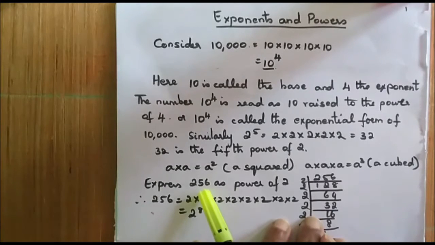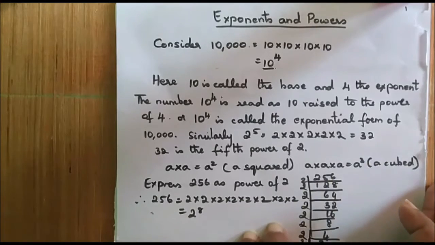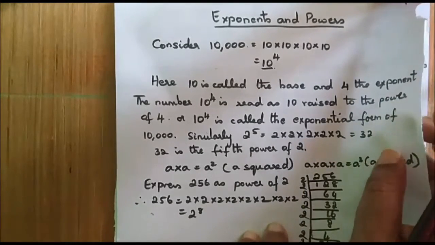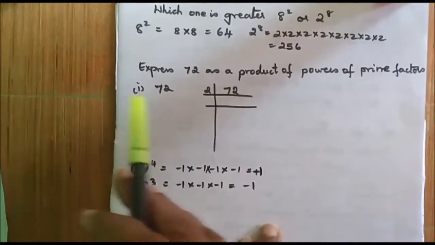Now let us express 256 as a power of 2. How can we do it? By prime division or prime factorization. 256 gets divided into 128, further divisible into 64, further into 32, then 16, 8, 4 and 2. So how many 2's do I have? Altogether I have eight 2's. So I can write it as 2 to the power 8. In this way we can represent the number 256 as a power of 2, or in the exponential form.